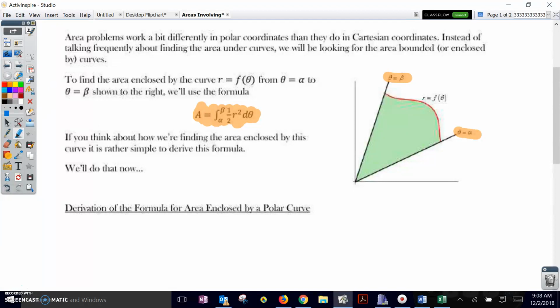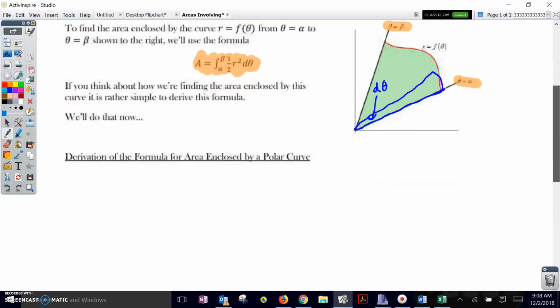And actually, if you think about it a little bit, where we get this formula from is reasonably simple. What we're doing is we're dividing this region up into a little circular wedge like so. And the angle in here is the change in theta. And then if we want to look at how we find the area of a sector like that, what we're really doing is we're taking the area of the circle times the portion of the circle that we're looking at.